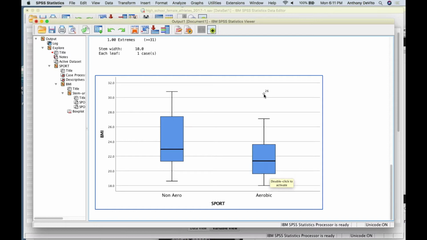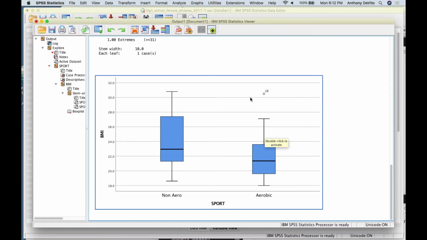Why is there a circle with the number 26 up there? What's that all about? That's an outlier. That is a person who happened to be in the aerobic group, but whose BMI was more than 1.5 times the difference between the median and the 75th percentile. That's a rough calculation that SPSS does to determine whether some value is unusually different. And you could change that criteria. You can make it any criteria you want. That's just the default one that SPSS uses.